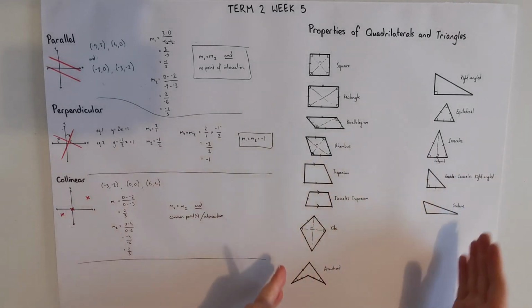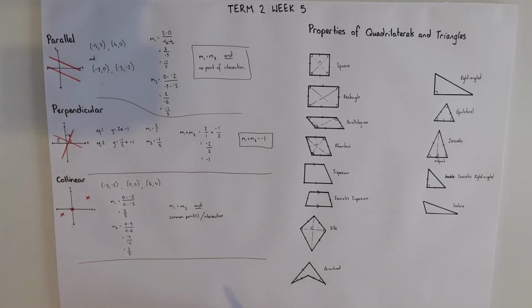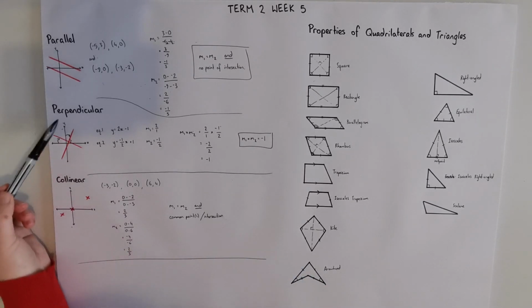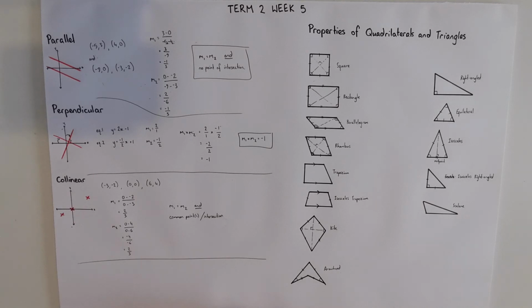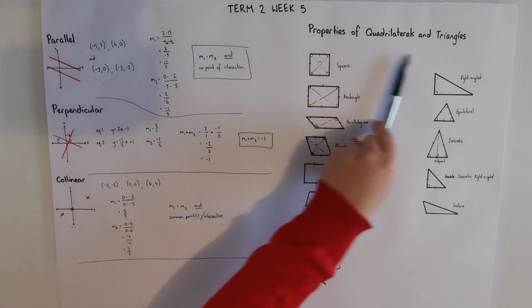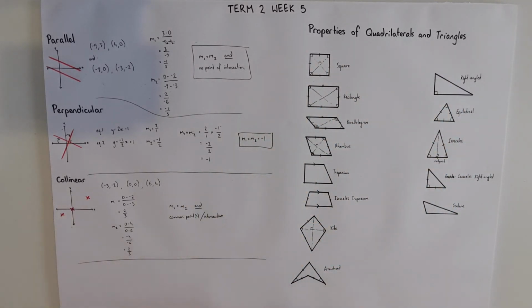thereby using all of your previous coordinate geometry skills, midpoint, gradient, distance, coming up with equations of lines, or using parallel, perpendicular and collinear to eventually be able to identify any of these shapes using coordinate geometry methods, not just by drawing it out and going, that looks like a square. Always using coordinate geometry methods.